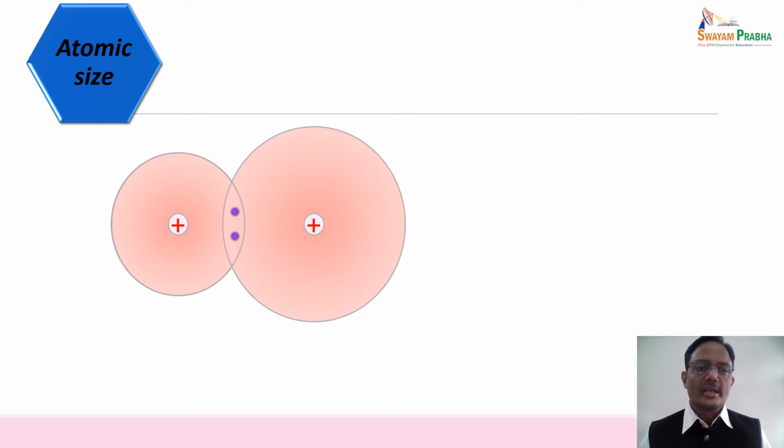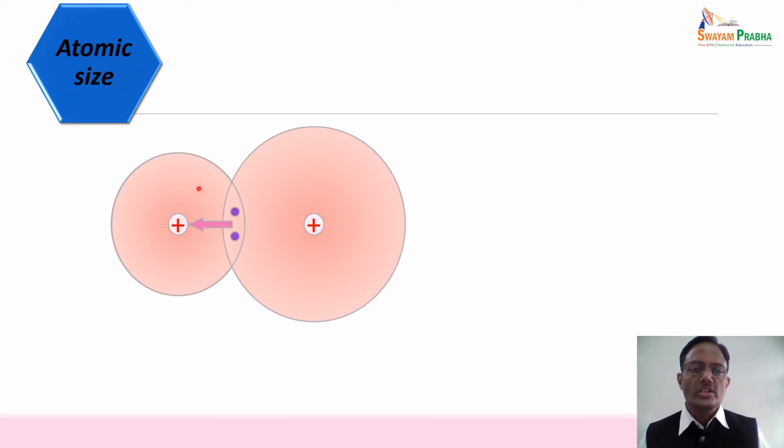The second factor is the atomic size. Consider two atoms having equal nuclear charge but different atomic sizes. So one atom is having a smaller size, the second atom is having a larger size. Now we know that the force of attraction between two opposite charges is inversely proportional to the distance between them, hence we can say that the force of attraction between this particular nucleus and the electron pair will be larger.